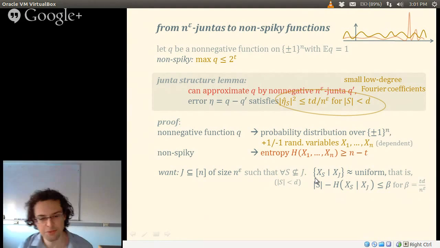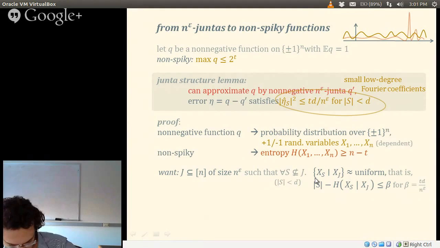Okay, that's a good point. Maybe it should just be the product of the x's in S, to represent the Fourier coefficient.